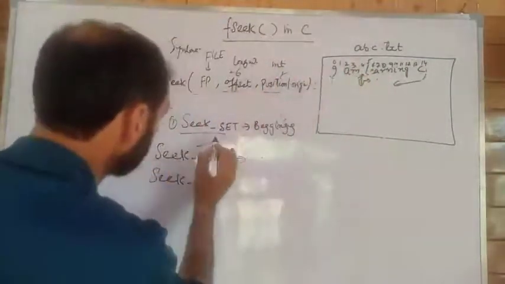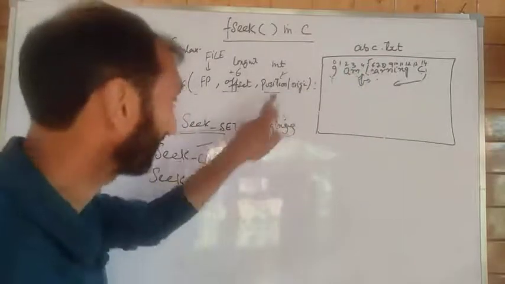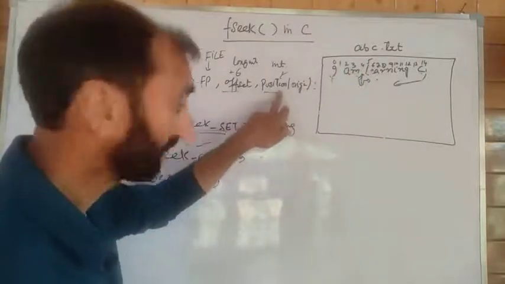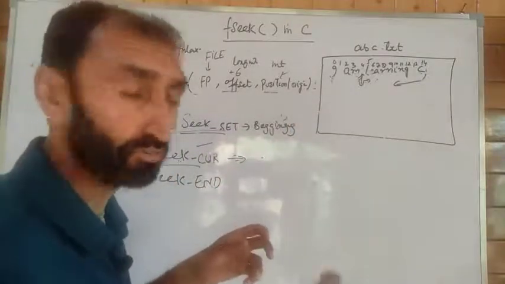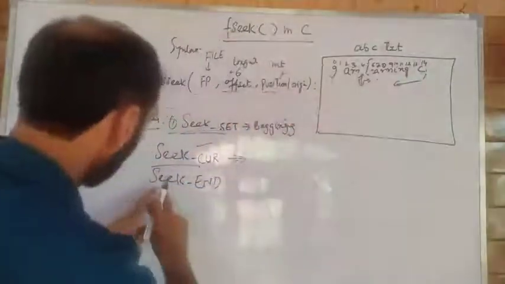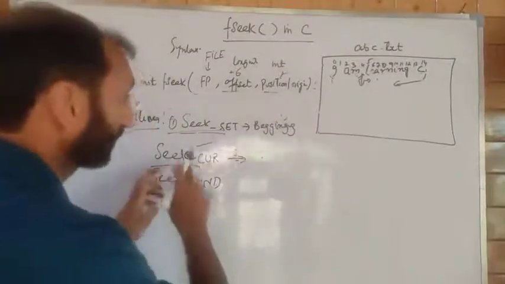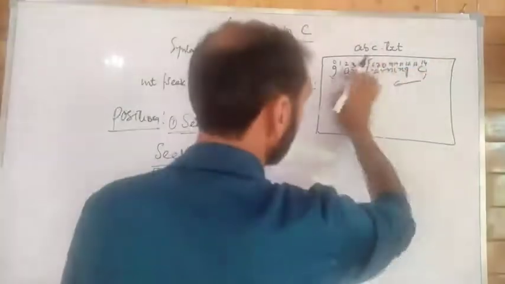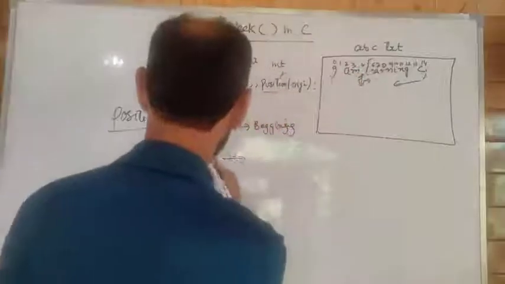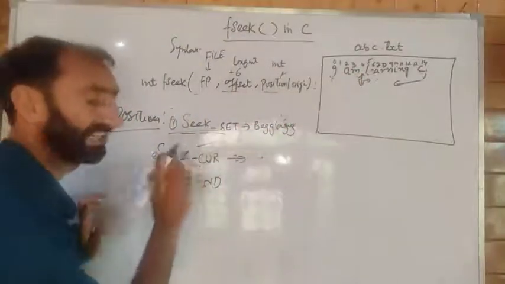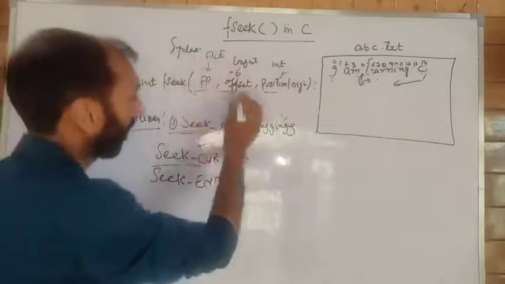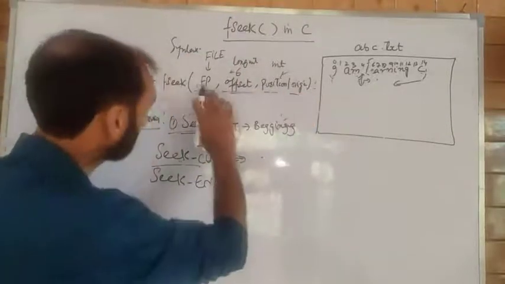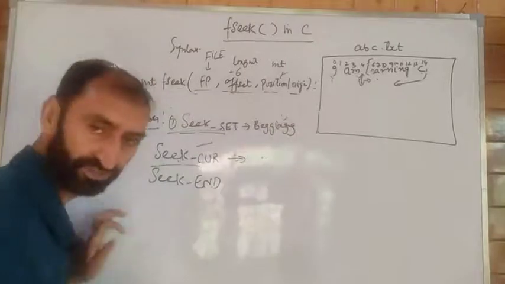If you want to move the cursor from the beginning, then you have to specify SEEK_SET here as the argument. If you want to move the cursor from the end, then you have to use SEEK_END. If you want to move the cursor from any position between the beginning and the end, then you have to write there SEEK_CUR. I hope now you have understood what these three arguments, these parameters mean.